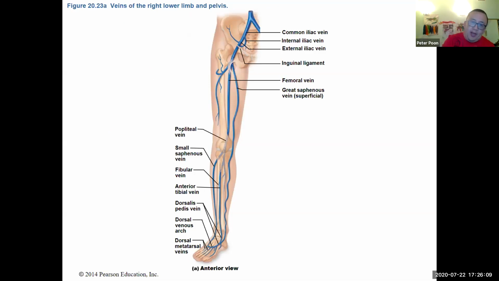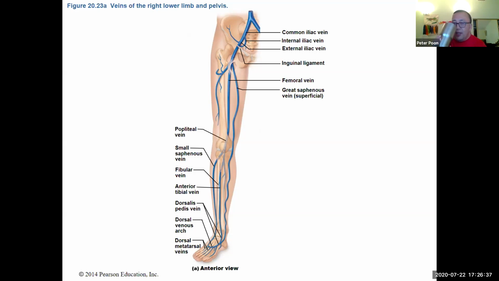Again, there's one big exception, and this is this one right here, the great saphenous vein. Okay. The great saphenous vein is important because it's so not important, actually. It's ironic. So it's not important to the circulation of the leg. It's big and it's huge, and it's superficial, so it can be easily cut out.